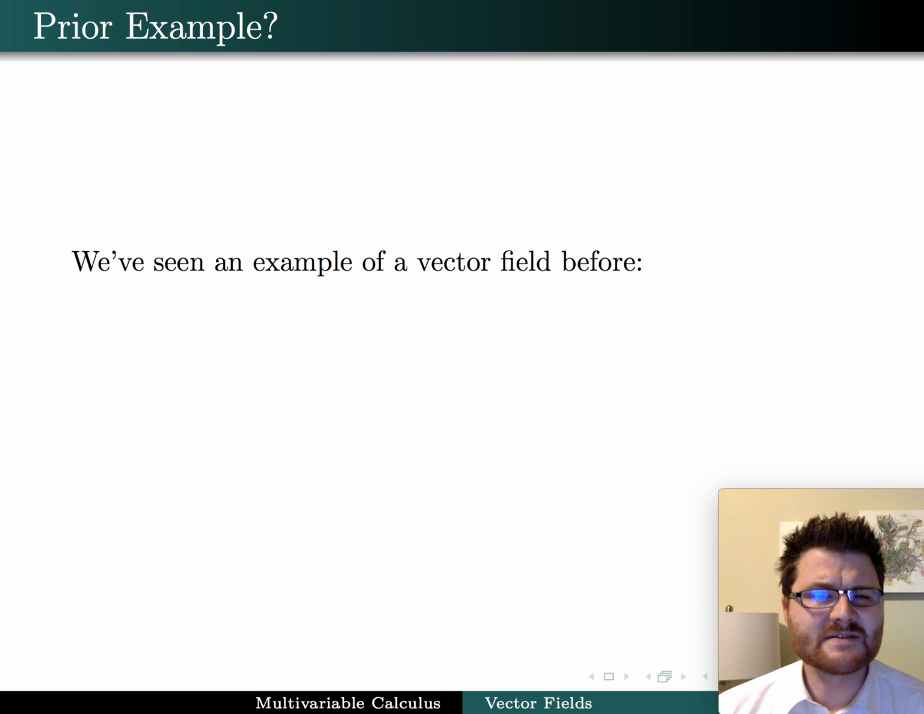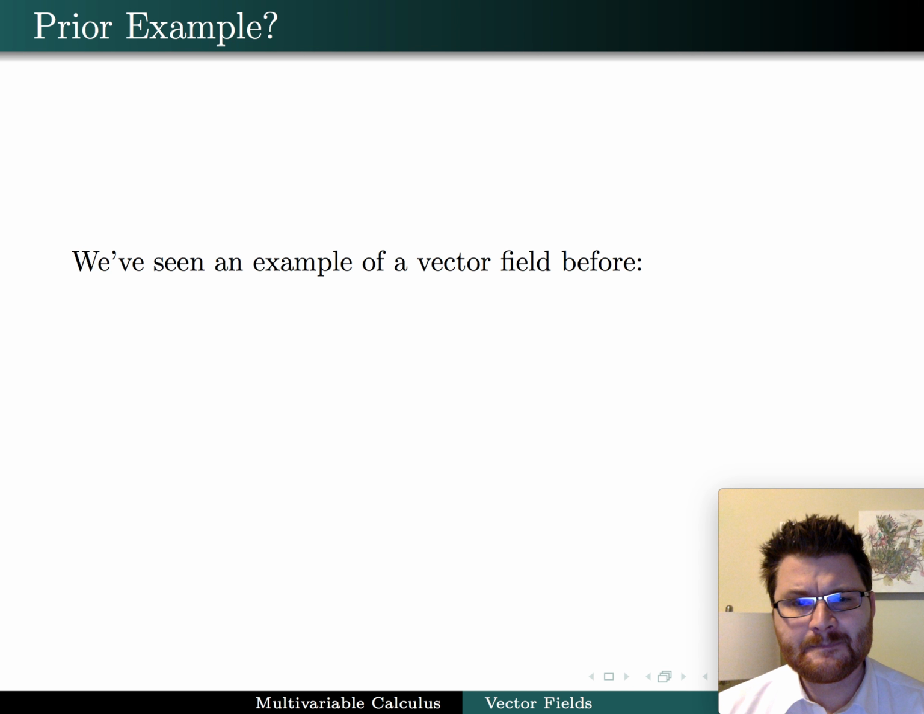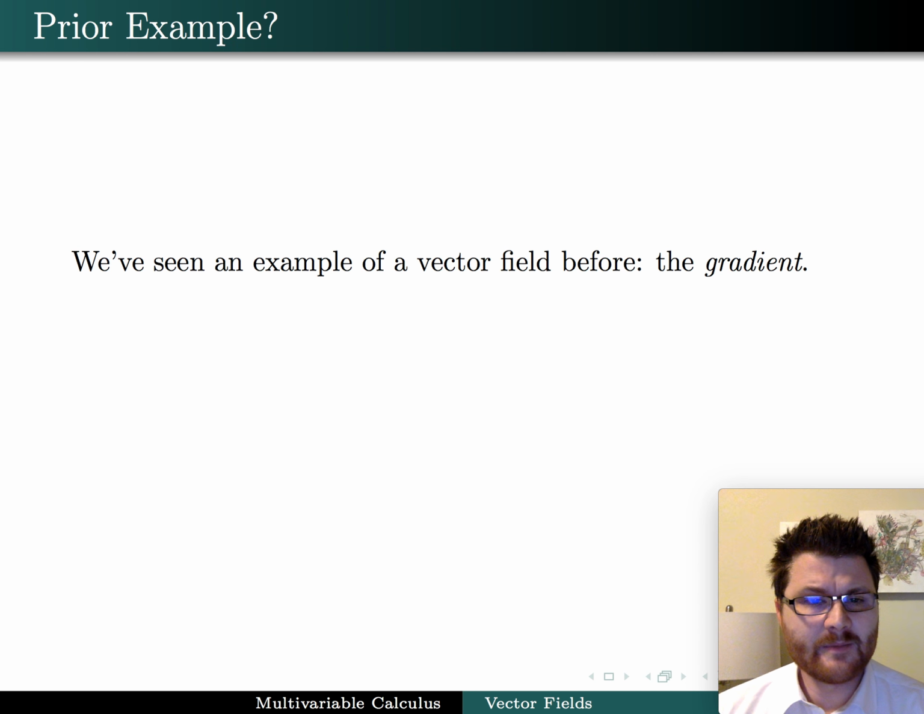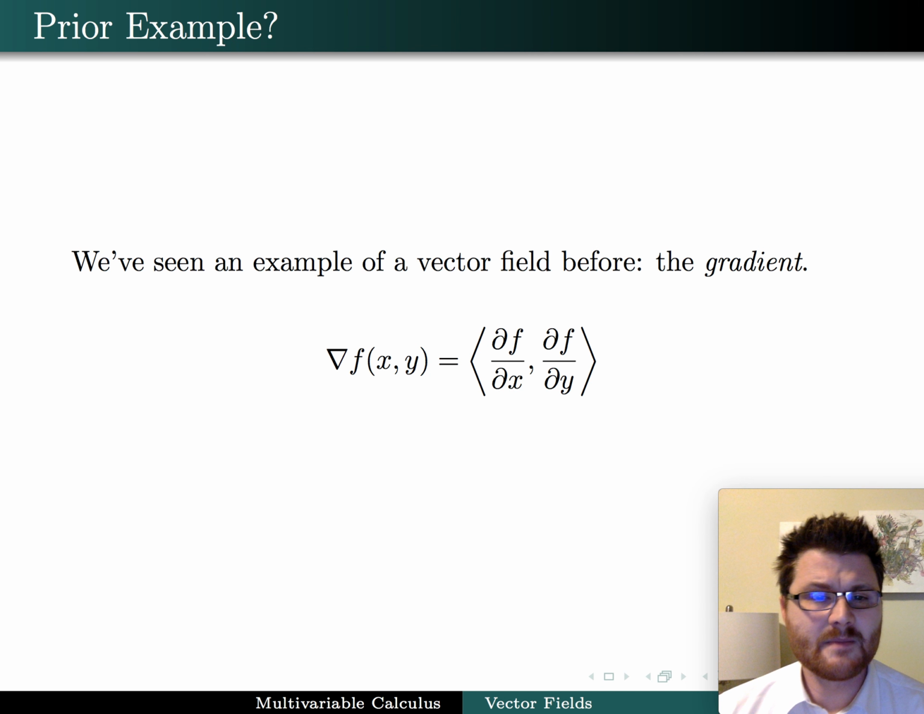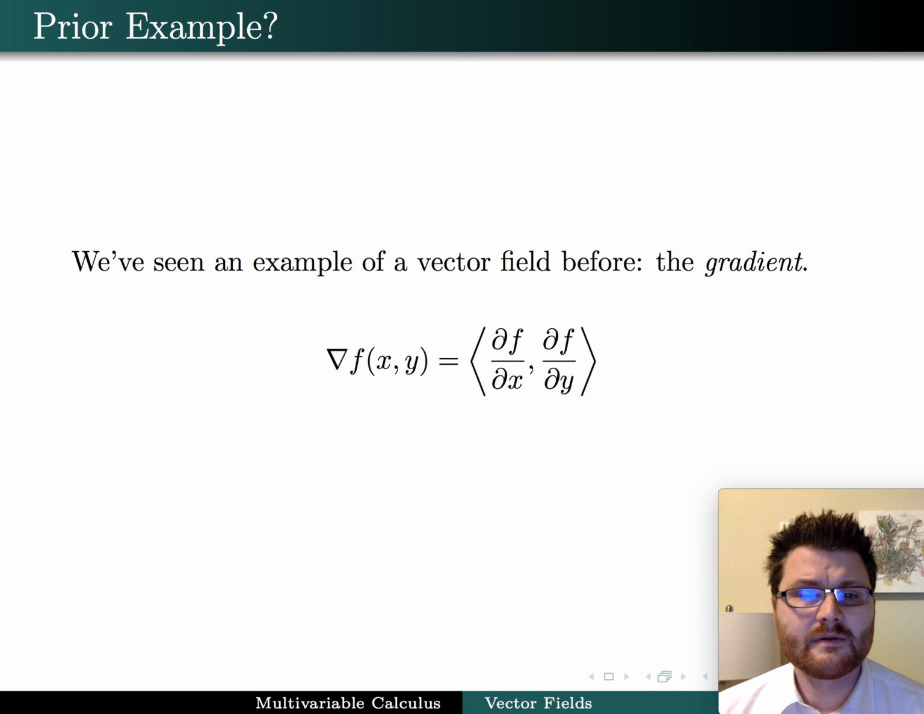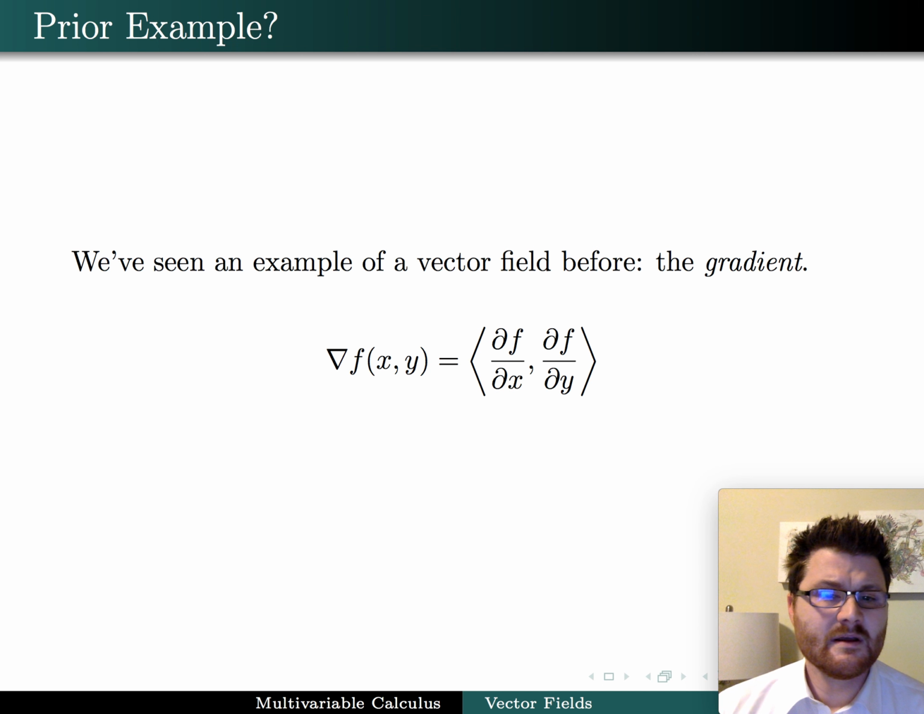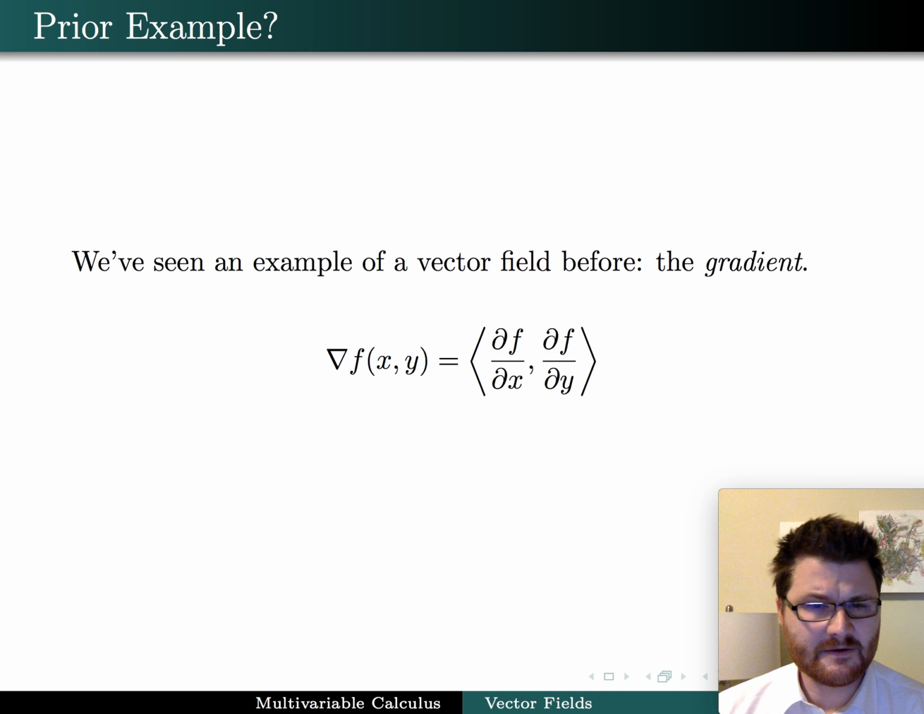What do you think we might have seen before that was a vector field? Well, the gradient. The gradient's a vector field. Remember that the gradient takes some multivariable function, and for each input point of that function, the gradient gives us a vector, specifically the vector that points in the direction of greatest increase of the value of the function, which is a particularly nice vector field. But this is a vector field. You tell it a point in space, and it tells you a vector associated with that point in space.